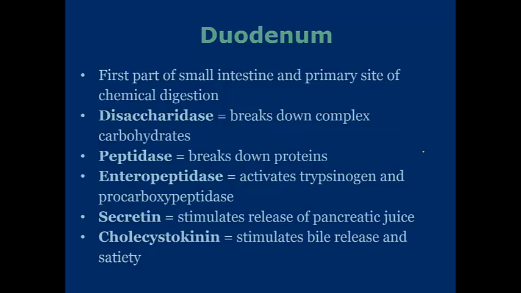Enteropeptidases activate trypsinogen and procarboxypeptidase. And secretin stimulates the release of pancreatic juices. Cholecystokinin stimulates bile release and satiety. If you have issues with this sort of secretion, you're going to notice eating disorders in which you never feel satiated. Certain diseases like Prader-Willi syndrome involve this issue.